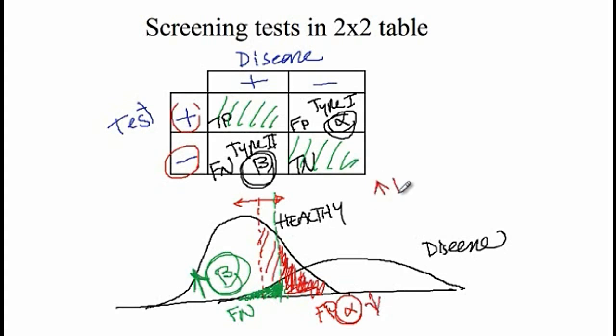So by increasing threshold, alpha would decrease but beta would increase, and vice versa. If you decrease the threshold, alpha would increase and then beta would decrease.